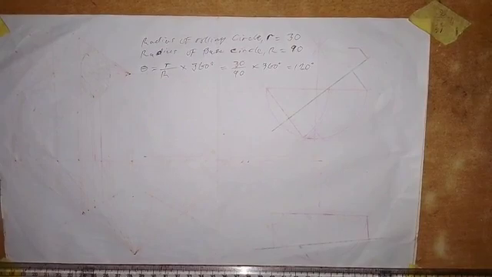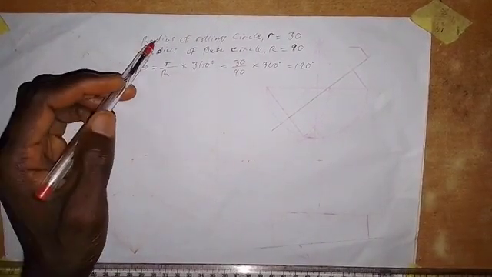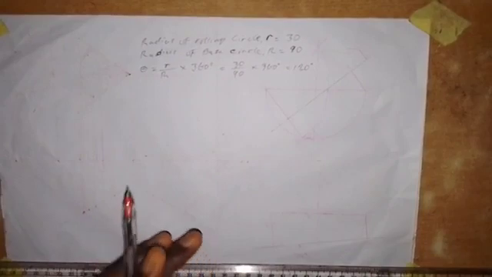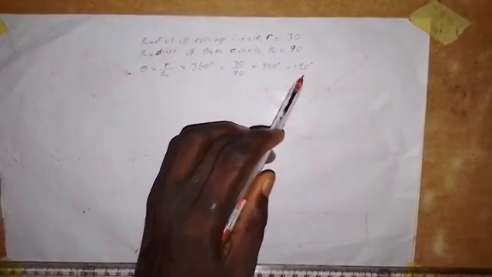Okay, so as I said, for the epicycloid we need three things. We need the radius of the rolling circle, and the radius of the rolling circle that I will be using here is 30 millimeters, and the radius of the base circle or directing circle I'll be using is 90 millimeters. By the calculation that we did previously for the epicycloid, we are still using the same formula, and what I got as the angle is 120 degrees.